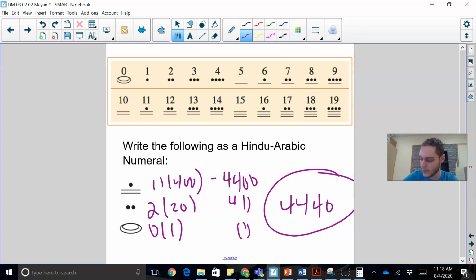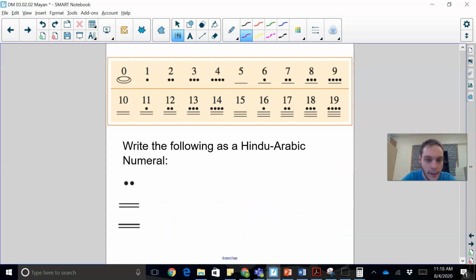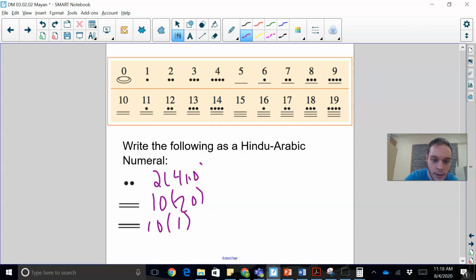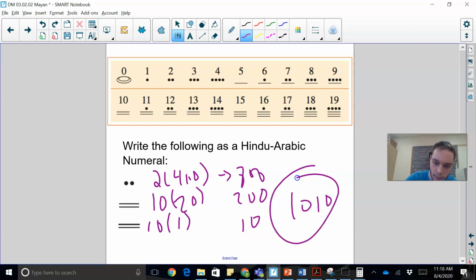And I think you guys are getting it. We'll do one more. 2 bars is 10, so we have 10 times 1, and this is a 10 again. And then we got this. It goes by pretty fast once you get it. This would be 800 here. This would be 200, and this would be 10. That's your final answer. If you have any questions, pause the video, rewind, or email your contact for questions.